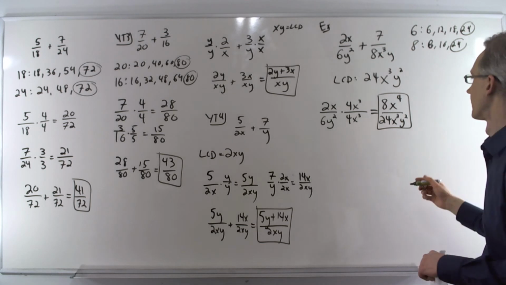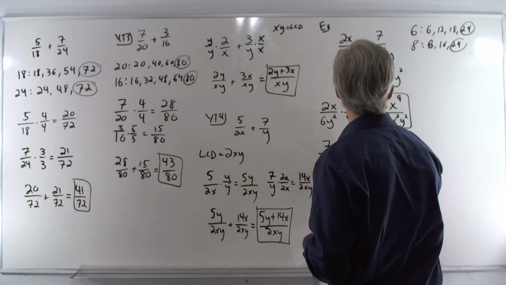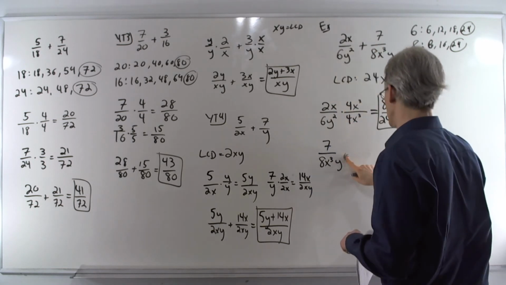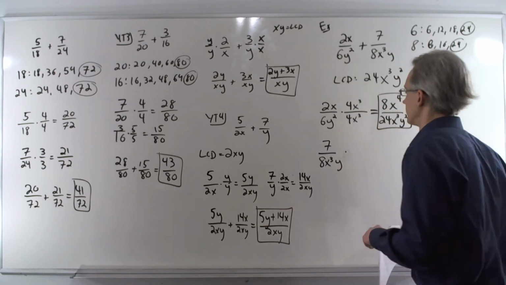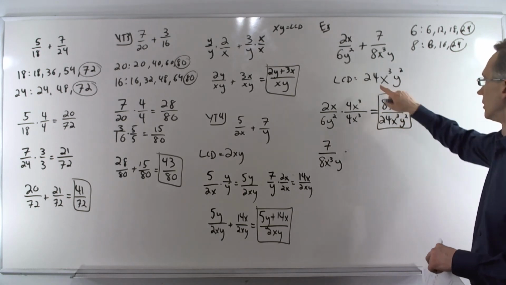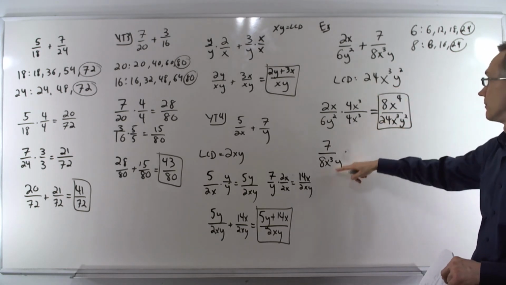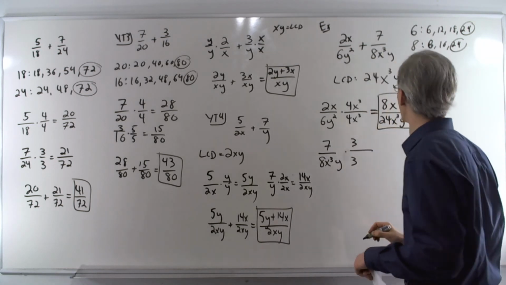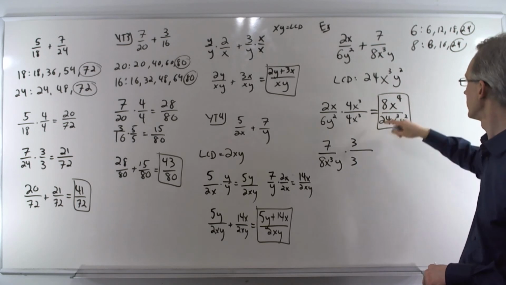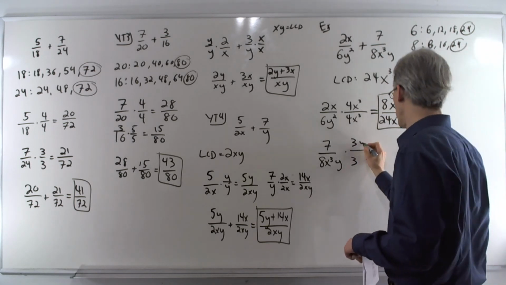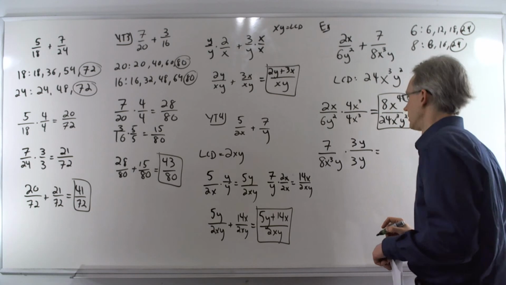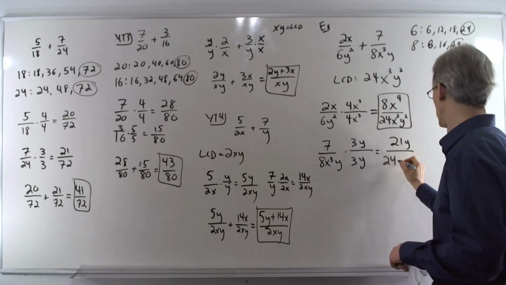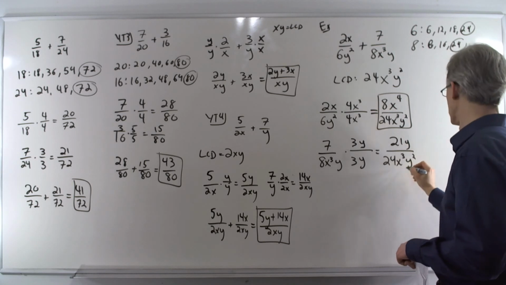Second fraction, 7 over 8, x to the third, y. Oops, we're going to multiply here. Take the LCD, divide by the denominator. 24 divided by 8 is 3. X to the third over x to the third, those cancel. Y squared over y is y. So we're going to multiply by 3y over 3y. That gives us 21y over 24, x to the third, y squared.